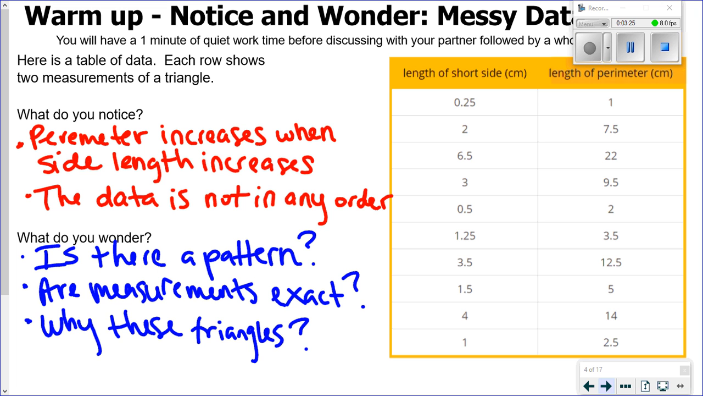So if you don't have any of these notice or wonders and you'd like to add them to your notes right now, at the bottom of page 2, please do so. If any of them stand out that I jotted down that you'd like to add, go ahead and pause the video and take a moment to do so.